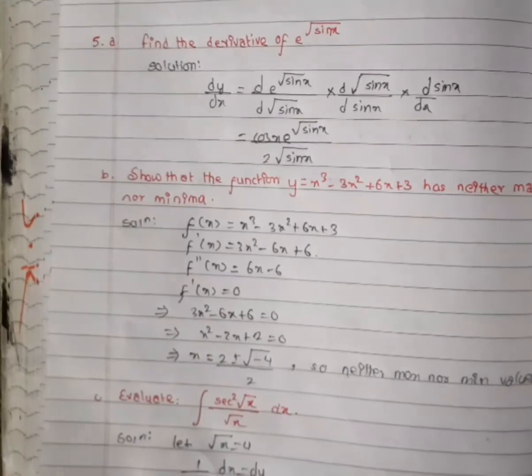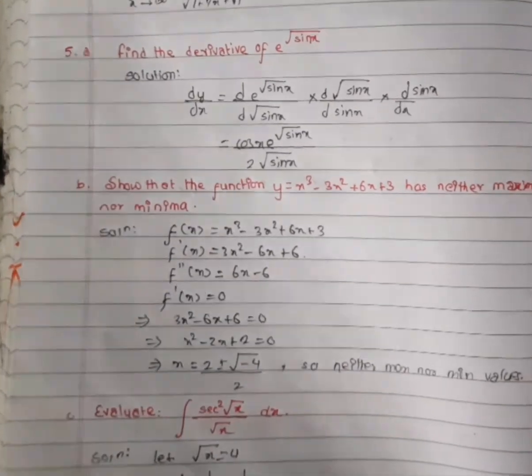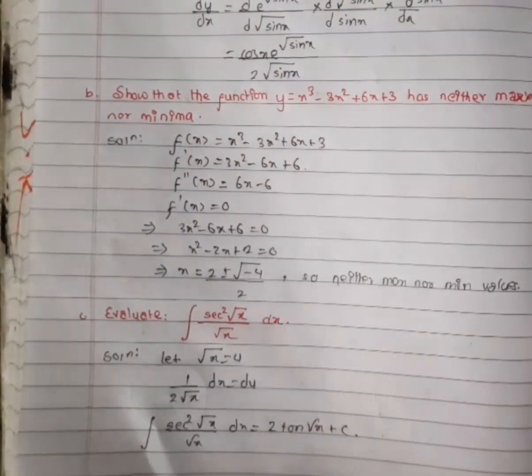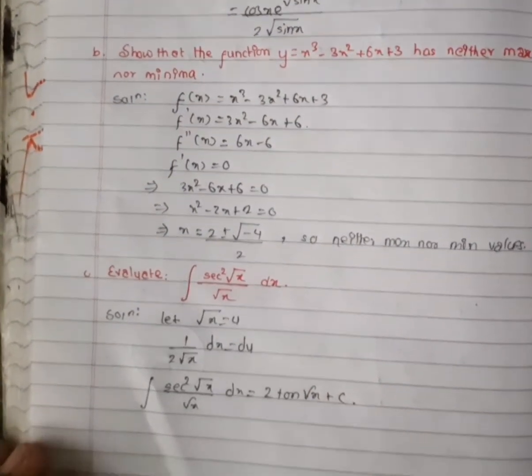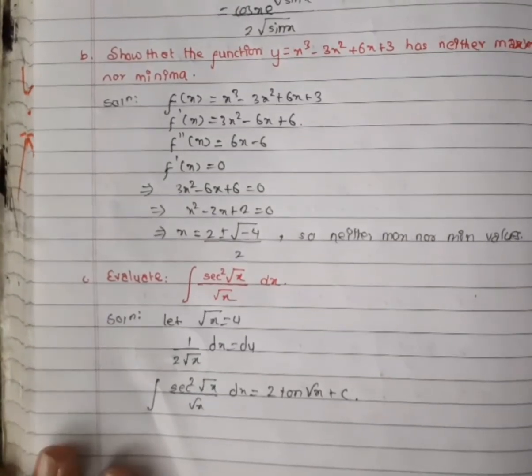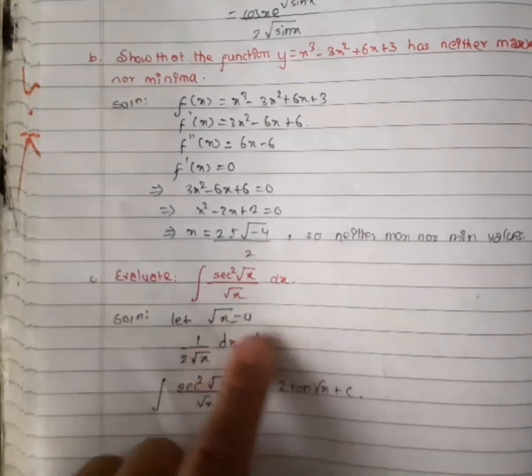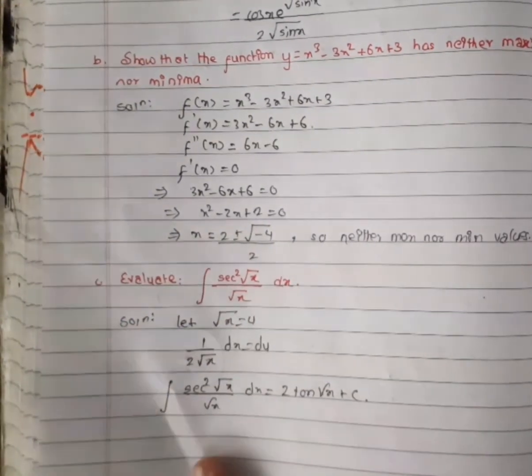And question number 5c, we get the question number 5c from integration, 5b from application of derivative, and 5a from derivative. Integration of sec square root x upon root x dx. Root x we have to put root x is equal to u. By solving this, it is easy, you can see.